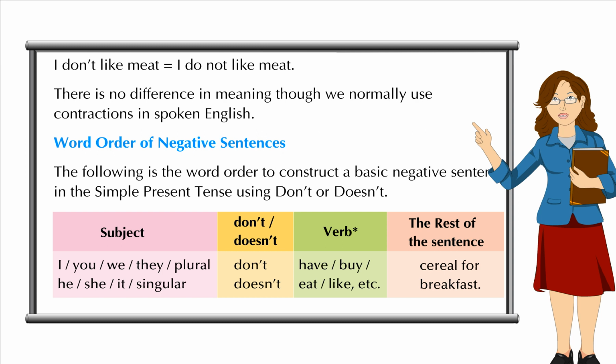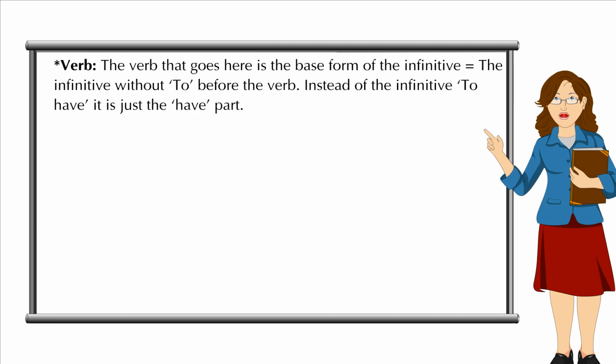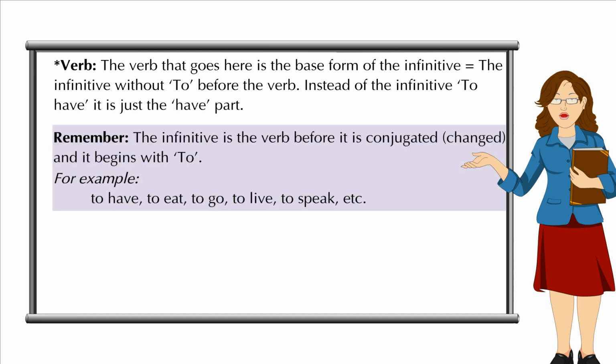Cereal for breakfast. Verb: the verb that goes here is the base form of the infinitive. The infinitive without to before the verb. Instead of the infinitive, to have, it is just the have part. Remember, the infinitive is the verb before it is conjugated, changed, and it begins with to. For example, to have, to eat, to go, to live, to speak, etc.